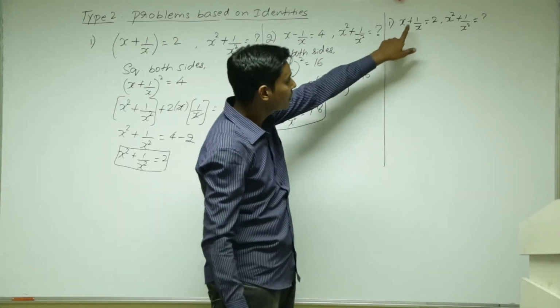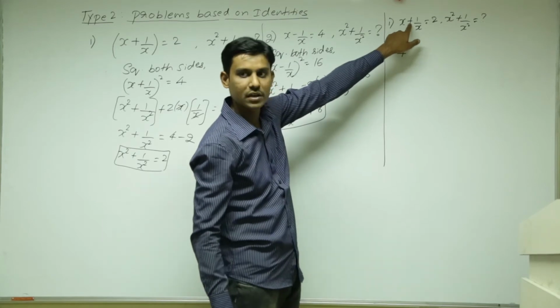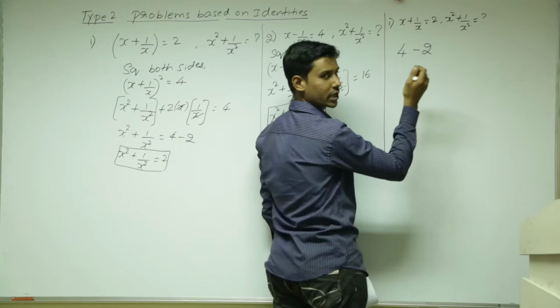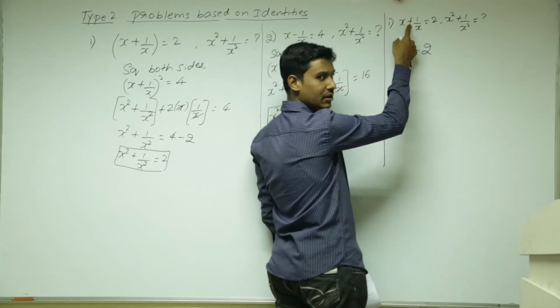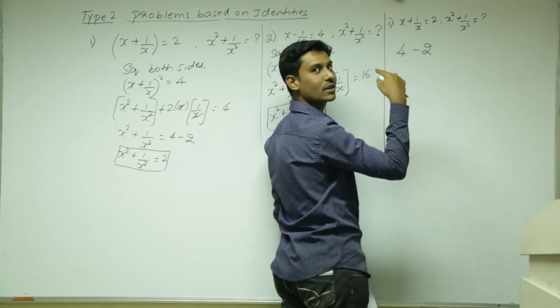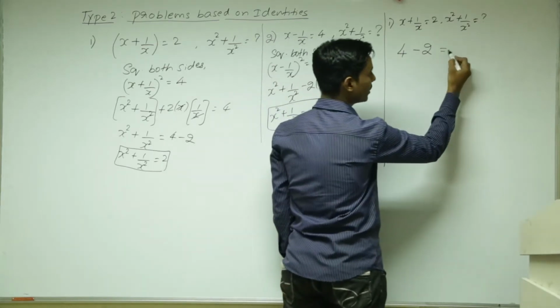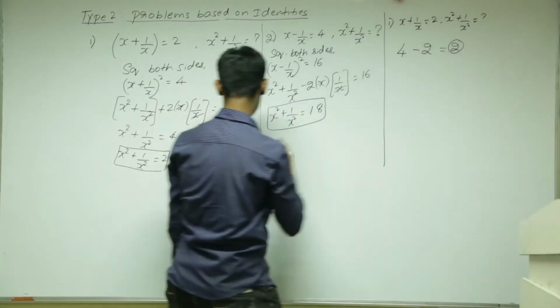If the question consists of plus, you subtract 2. That means if it is plus in the given data, you should do the reverse of plus, that is nothing but minus. Subtract 2. What is 4 minus 2? 2. That is what you got in here also.